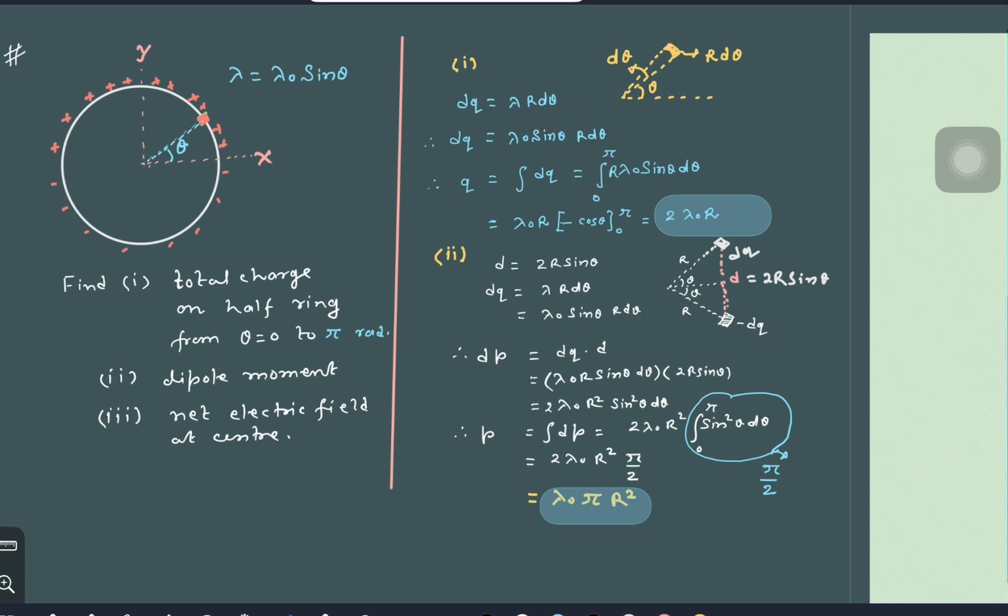और इस चार्ज को अब इंटीग्रेट कर दिया जाए क्योंकि चार्ज तो स्केलर है. We can integrate it in the limit 0 to pi. So answer will come out to be 2 lambda naught r.